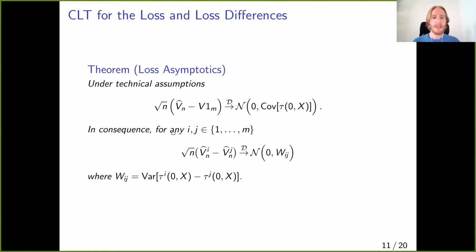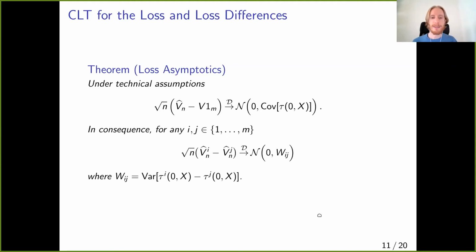And so consequently, taking i and j, two of these local minima, taking the difference of these loss values will also converge to a normal distribution. This is just a marginal, if you will, of this multivariate normal. And the variance will be just the variance of the difference between tau i and tau j.